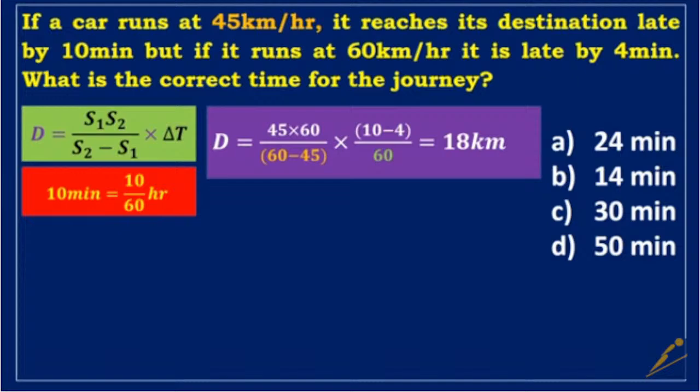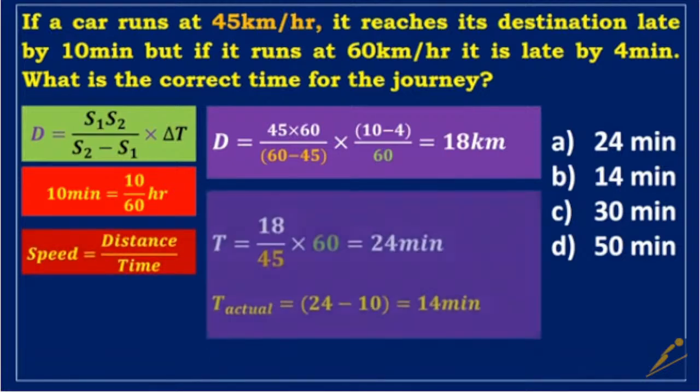When the total difference in time for two journeys at two different speeds for traveling certain distances is given, the distance of the journey is equal to S1 S2 divided by S2 minus S1 into del T. Substitute these values in the equation, we get a distance of 18 kilometers.